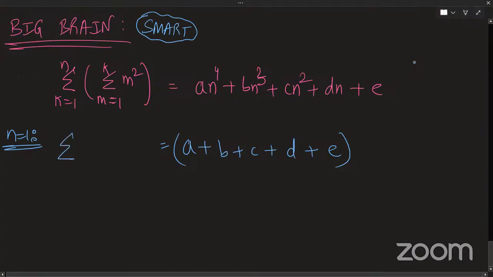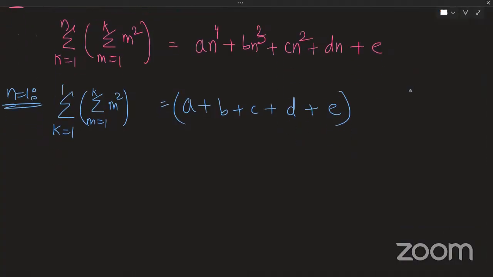So now tell me, sigma k will go from 1 to 1. Sigma m will go from 1 to k, m square. Now just tell me, what will be my inside bracket? Sigma m is going from 1 to k, m square. What will it be? 1, sir. It will be 1, correct. But why will it be 1?